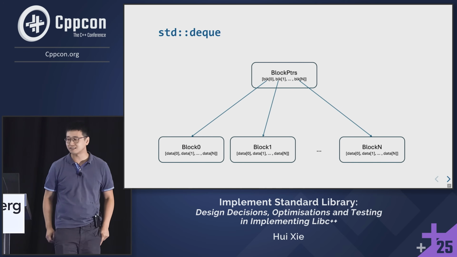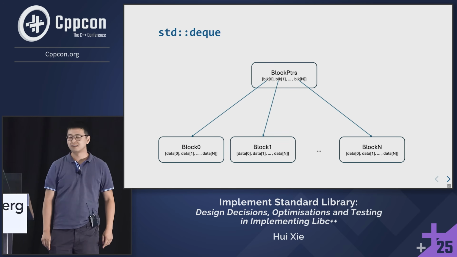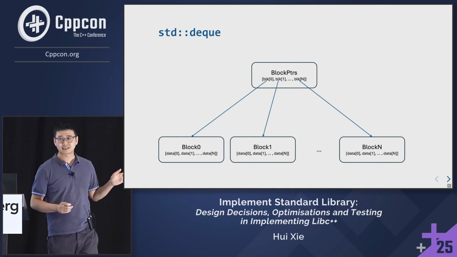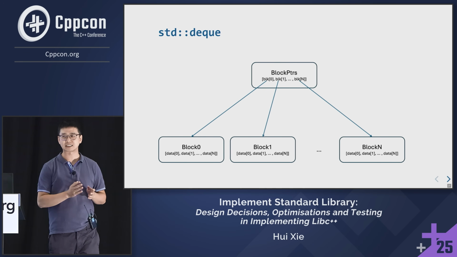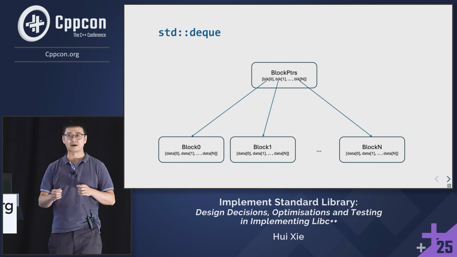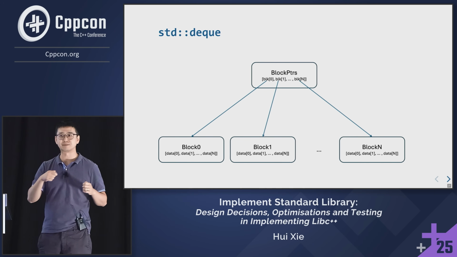Let's take a step back and look at what std::deque is. A std::deque contains a number of memory blocks, and each memory block is a fixed size contiguous memory. And the std::deque will have an array of block pointers pointing to the beginning of each memory block.